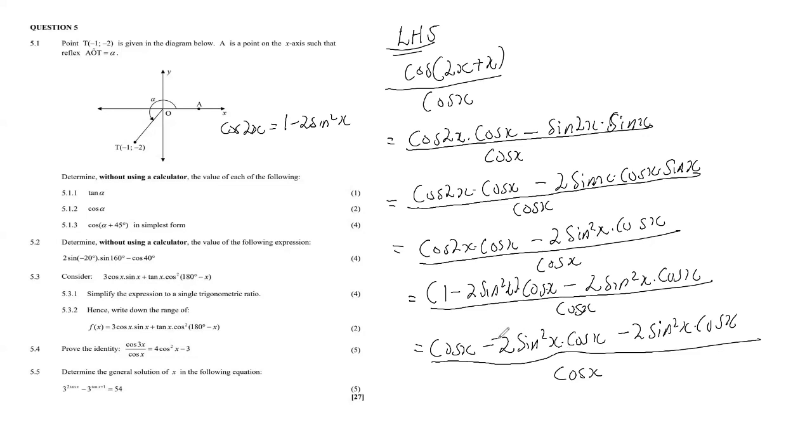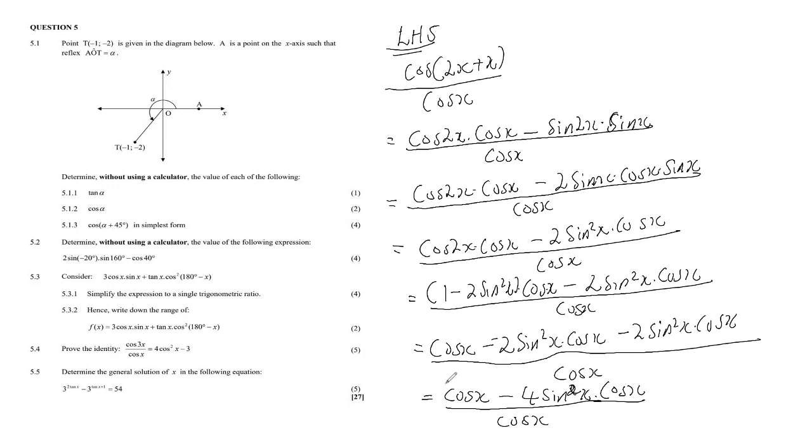So if we just add these 2 like terms, this will give us cos x and then negative 4 sine squared x over cos x, right? So at this point, we can see cos x sort of for that. So we have cos x minus 4 sine squared x cos x over cos x. Now let's look at this. What do you see in the denominator there?